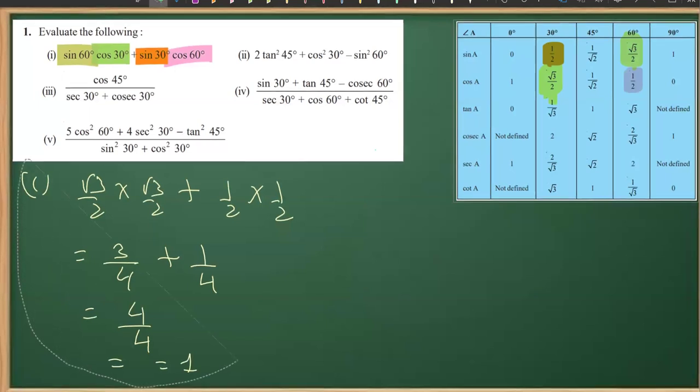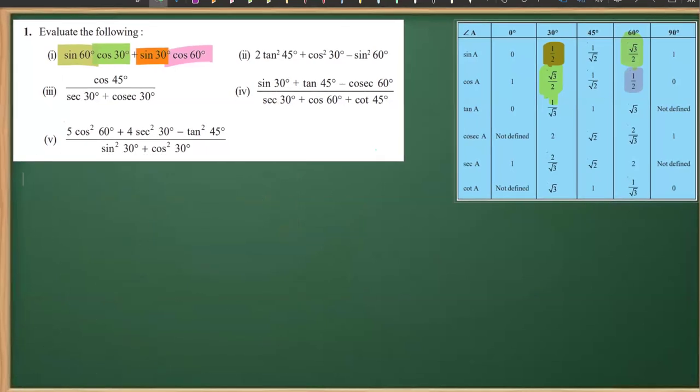Now, once we have done that, let's do the second part here. In the second part, what do we have? We have 2 times tan square 45, and the value of tan 45 is 1. Then we are going to replace cos square 30. So cos 30 is root 3 by 2. And finally, we have sine 60 degree, and the value of sine 60 degree is root 3 by 2.